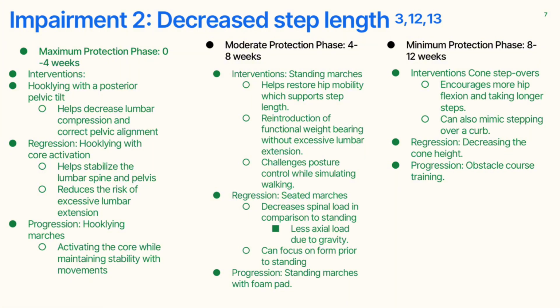In the moderate protection phase, where I would start to incorporate some gait training type things, I would have them start with a standing march. The reason I'm having them do just standing march is I want them to get used to taking bigger steps again. I want to really exaggerate their movements and have them do standing marches. And that's a reintroduction of functional weight bearing without excessive lumbar extension. I would have them still tighten the core and really go into those standing marches to challenge their posture while simulating walking. All right, in the mid-protection phase, I have an obstacle course here.